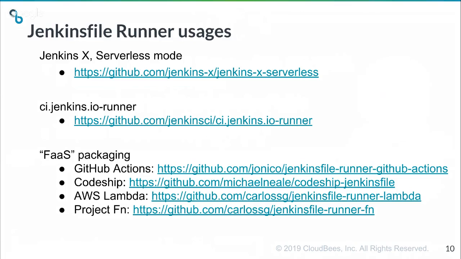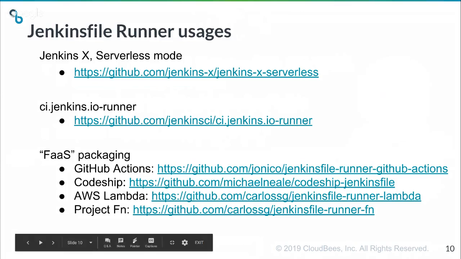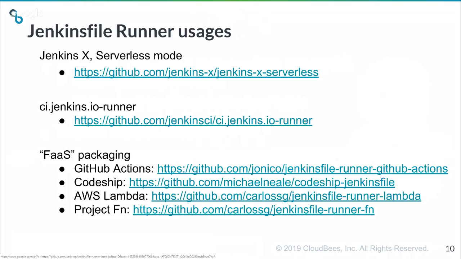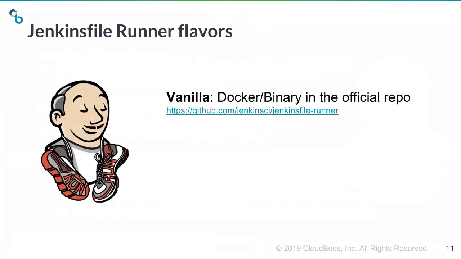Then we have a reference implementation of the ci.jenkins.io runner. It's an emulation of ci.jenkins.io, Jenkins on Jenkins, which we use to test plugins. And we also packaged it to Jenkinsfile Runner just to showcase that. And there are also a lot of different packagings. A few examples here are GitHub Actions, CodeShip, and also AWS Lambda and Project FN, which will be presented by Carlos today. So Jenkinsfile Runner got some adoptions.